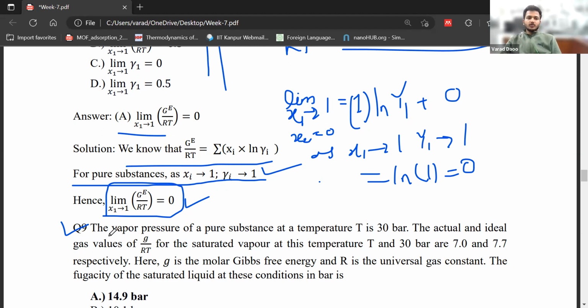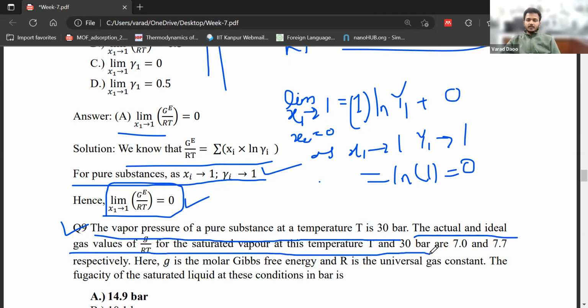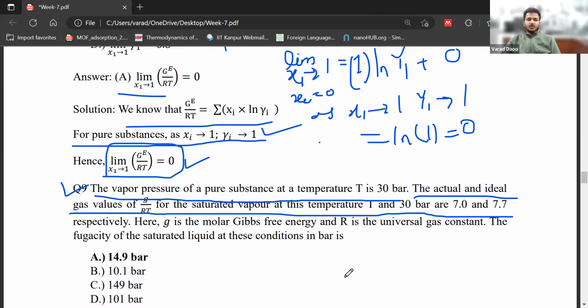Okay. So we'll move on to the next question. The vapor pressure of a pure substance at a temperature T is 30 bar. The actual and ideal gas values of G bar over RT for saturated vapor at this temperature T and 30 bar are 7 and 7.5 respectively. Here G stands for molar Gibbs free energy, and R is the universal gas constant. The fugacity of the saturated liquid is what we are asked to find. Okay. So these are the options.